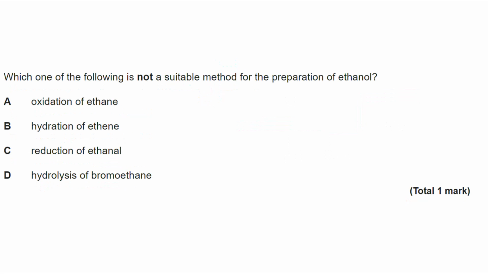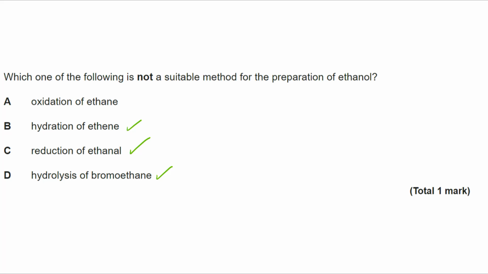Which of these is not a suitable method for the preparation of ethanol? Well, direct hydration of ethene and hydrolysis of bromoethane we have learnt about in great detail this year. In terms of the reduction of ethanal, in year 13 you've learnt about this. There's a mechanism that goes with it, and it leaves A, oxidation of ethane.